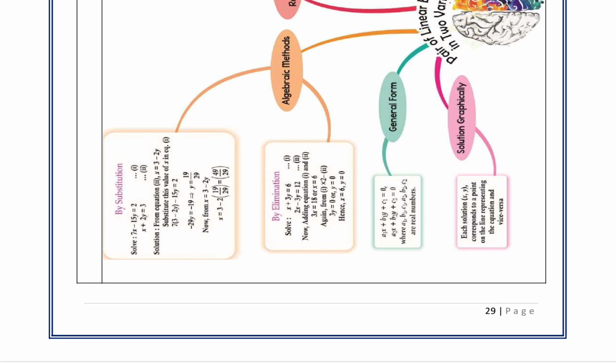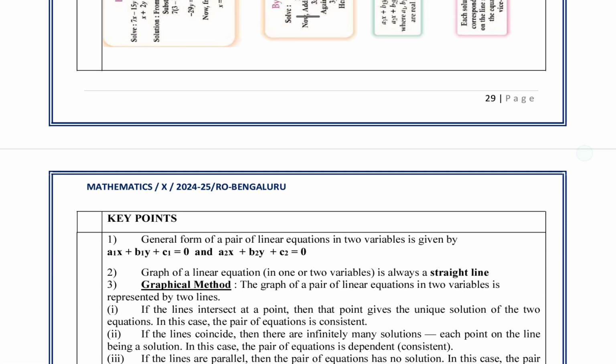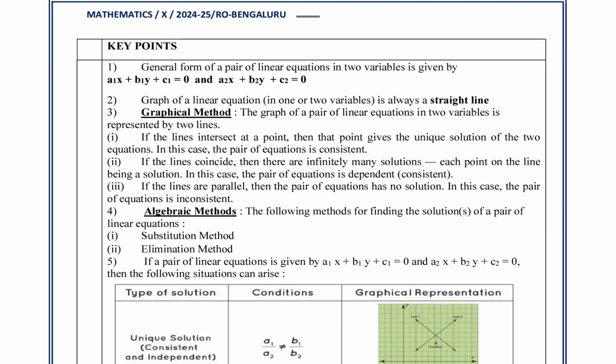Now I will go with the very important key points. You can glance at the points. General form of a pair of linear equations in two variables, given that most of the important questions come in this one. Again and again I'm telling, this is an important topic. The general form of a pair of linear equations in two variables is given by a1x plus b1y plus c1 equals 0 and a2x plus b2y plus c2 equals 0.